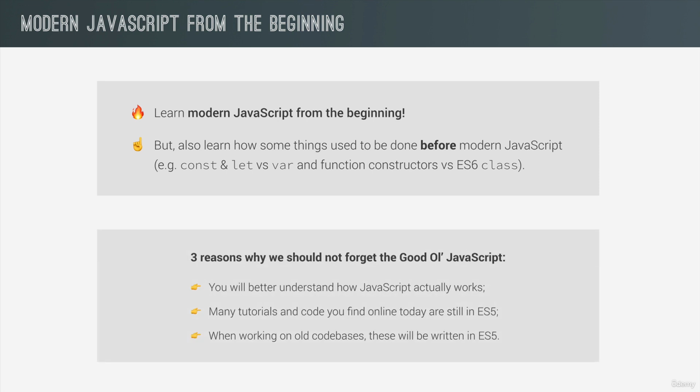Well, here is why. First, you will better understand how some features in JavaScript actually work behind the scenes. For example, ES6 classes, which hide all the implementation details of object-oriented programming in JavaScript. Also, many tutorials and example code that you will find online are still written in ES5 today. Plus, as a developer in many jobs, you will actually have to work on older code bases. And it's totally possible that that code base might still contain a lot of ES5 code. Okay, so I hope that made sense.